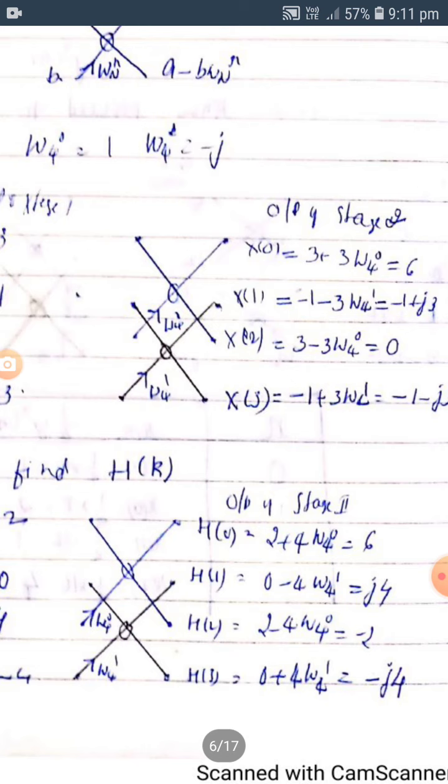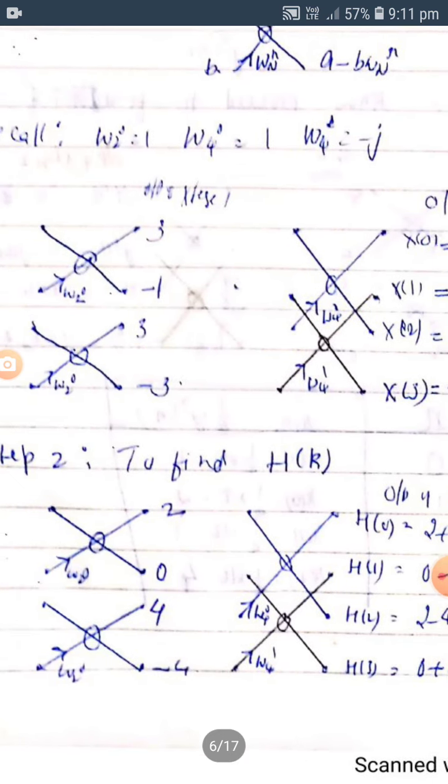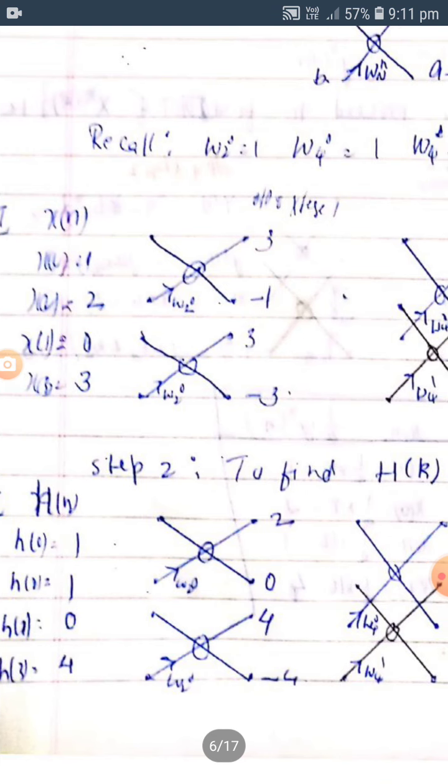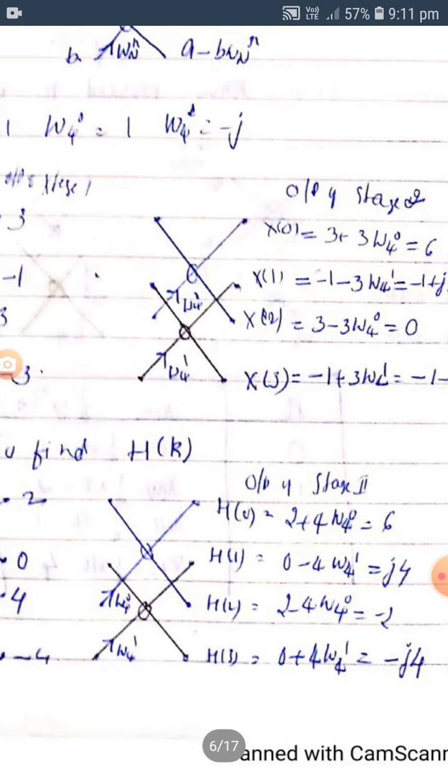Then omega 3 power of 4 power of 0. Omega 4 power of 0 will be 1. Then 3 plus 3, 6. Similarly, the other outputs are calculated as shown in the diagram. What we had done in this, your input is x of n. The final output will be X of k.